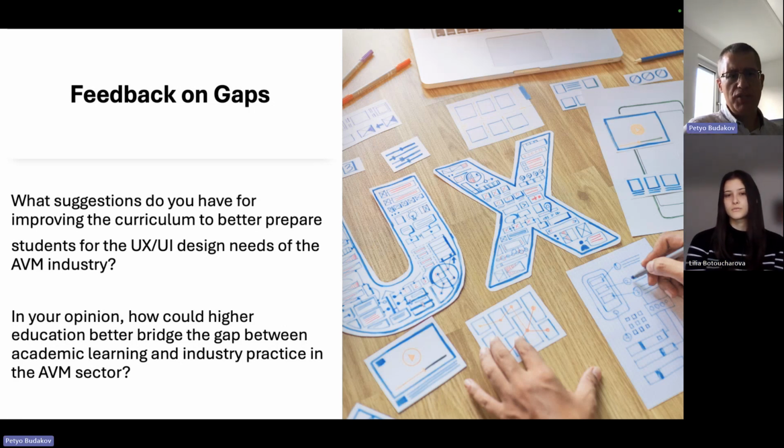And the last question, Lily: in your opinion, how could higher education better bridge the gap between academic learning and industry practice in our sector?